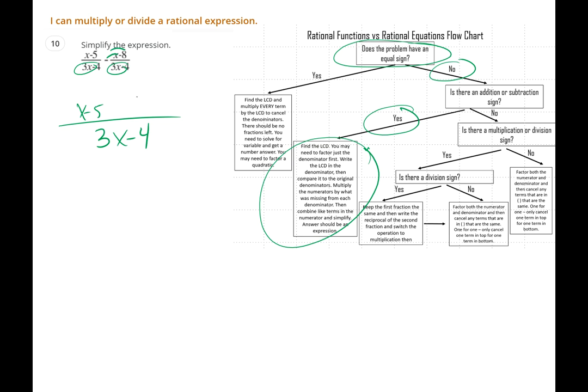I would probably go ahead and distribute that negative in. So negative x plus 8. I'm combining like terms, so x and x cancel. And negative 5 and positive 8 is 3 over 3x minus 4.